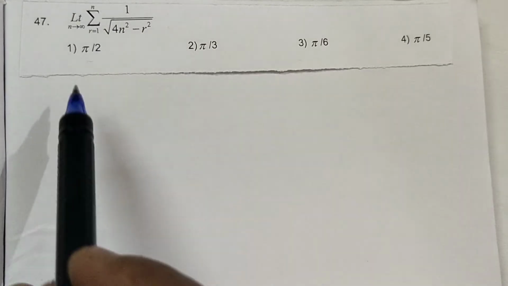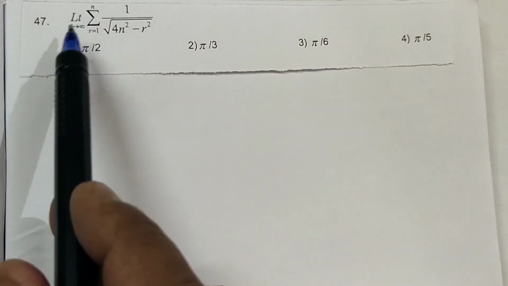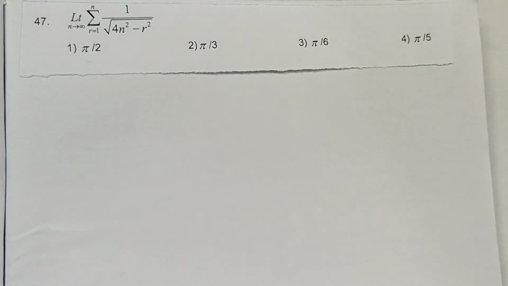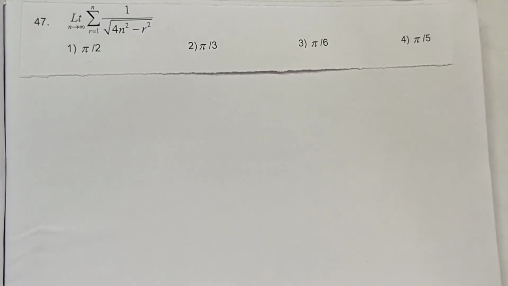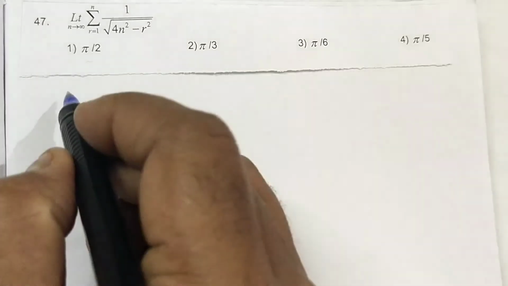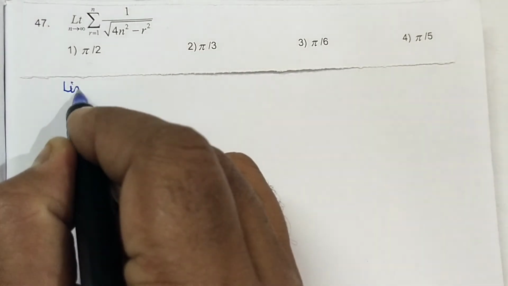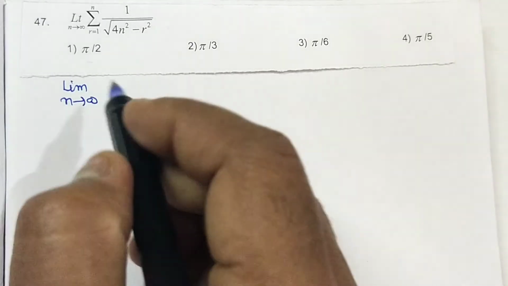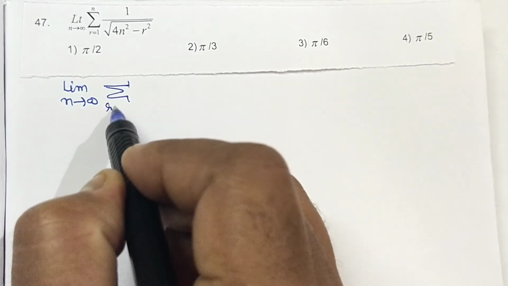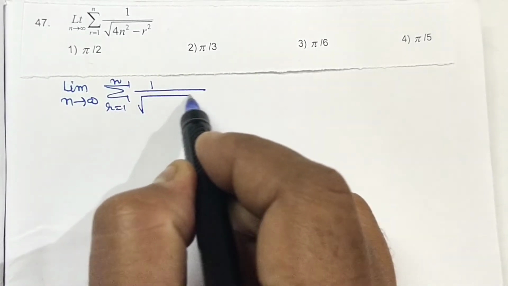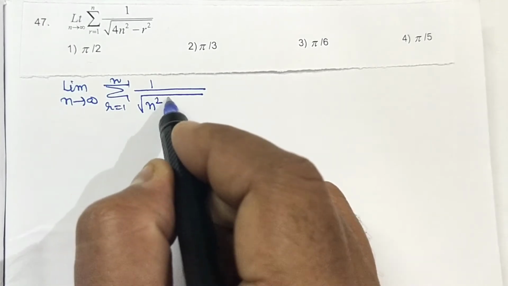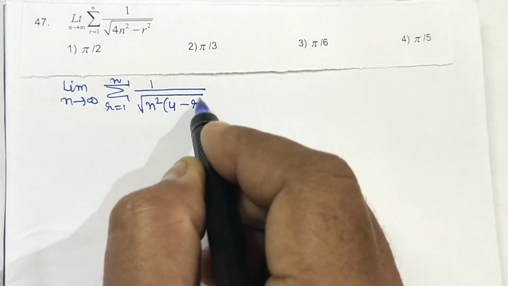The next question. Limit n tends to infinity, sigma r is equal to 1 to n, 1 by square root of 4n square minus r square. So here, limit n tends to infinity, sigma r equal to 1 to n, 1 by square root of n square, taking common, 4 minus r square by n square.